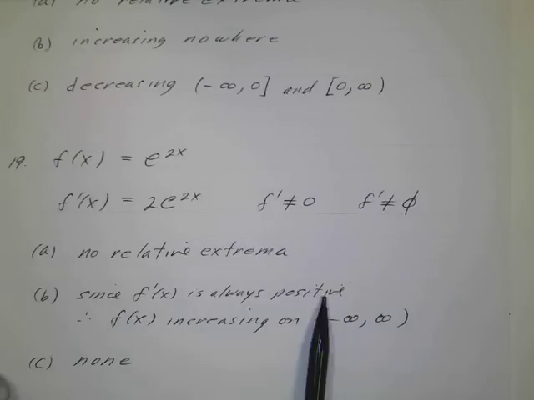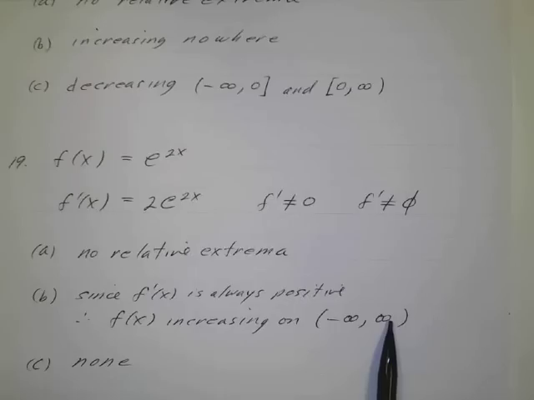Since f prime is always positive, f of x is increasing, always, from negative infinity to infinity. Again, it's a monotonic increasing function. Where is it increasing? That's where it is increasing. Where is it decreasing? Nowhere. So it says the intervals, it's decreasing none. Okay? And let's take a look at number 21.